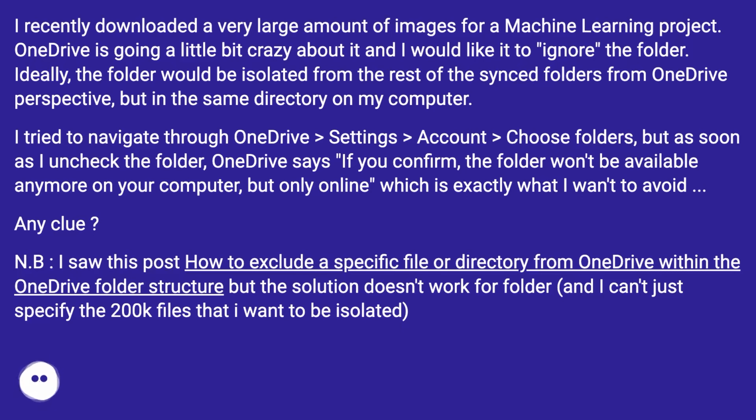directory on my computer. I tried to navigate through OneDrive > Settings > Account > Choose folders, but as soon as I uncheck the folder, OneDrive says if you confirm, the folder won't be available anymore on your computer, but only online, which is exactly what I want to avoid. Any clue? NB, I saw this post, how to exclude a specific file or directory from OneDrive within the OneDrive folder structure, but the solution doesn't work for folders, and I can't just specify the 200K files that I want to be isolated.